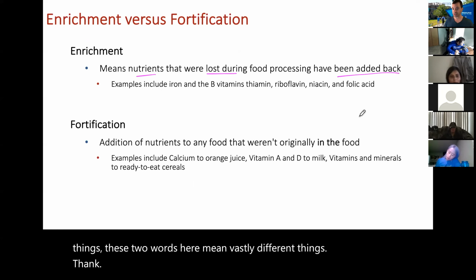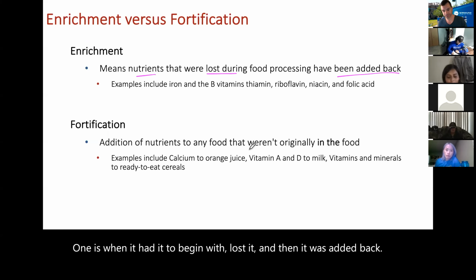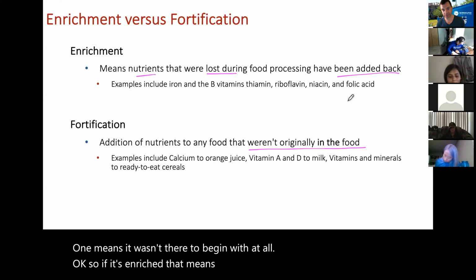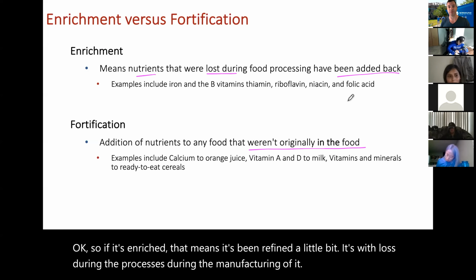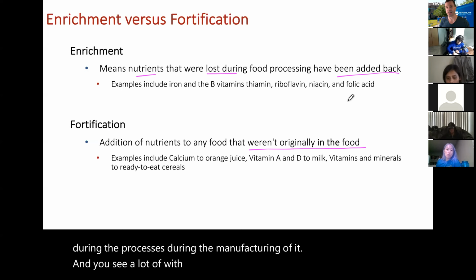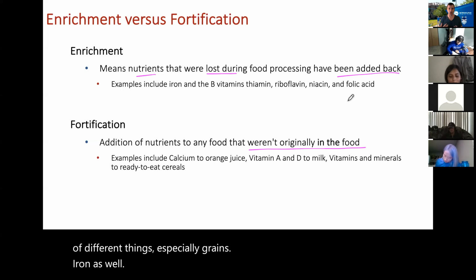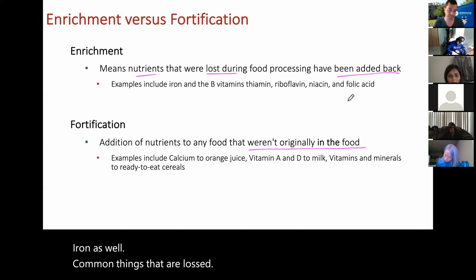One is when it had it to begin with, lost it, and then it was added back. One means it wasn't there to begin with at all. So if it's enriched, that means it's been refined a little bit. It's been lost during the manufacturing process. And you see a lot of that with B vitamins. B vitamins get added back to a lot of grains, iron as well. Common things that are lost get added back.